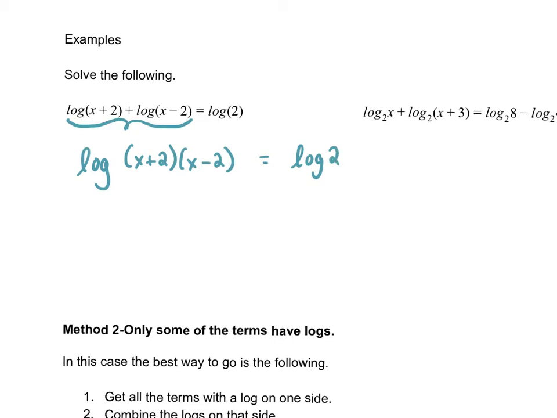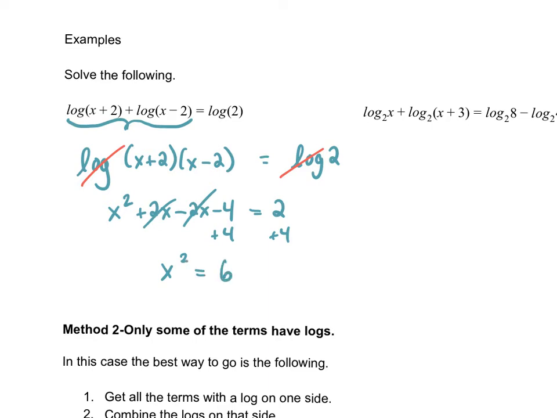Now at this point I have a log on both sides. I can just simply cross that out. So I'm solving (x plus 2) times (x minus 2) equals 2. To do this, I'll go ahead and FOIL this. So this is x squared plus 2x minus 2x minus 4 equals 2. These cancel, so there's no x term, so the easiest way is probably just to get the x squared term by itself. So we get x squared equals 6.